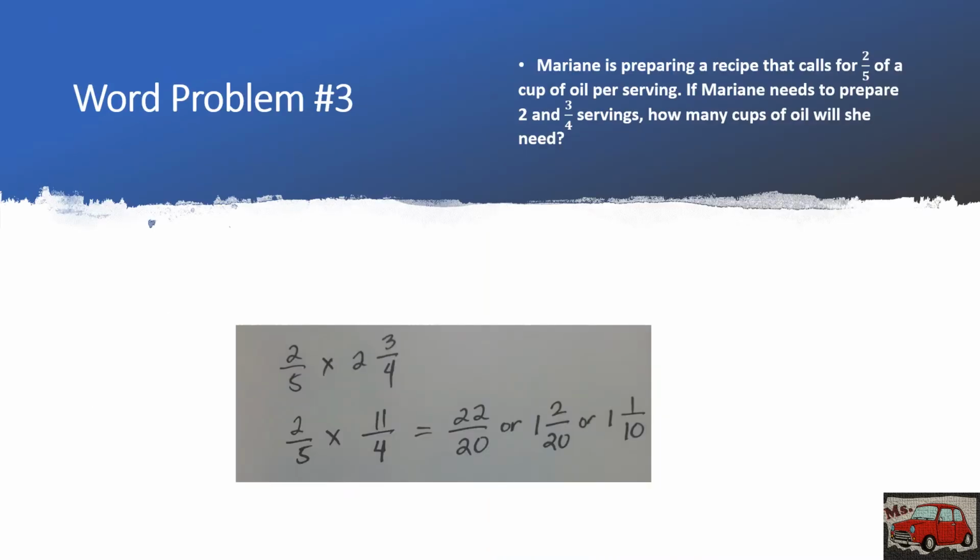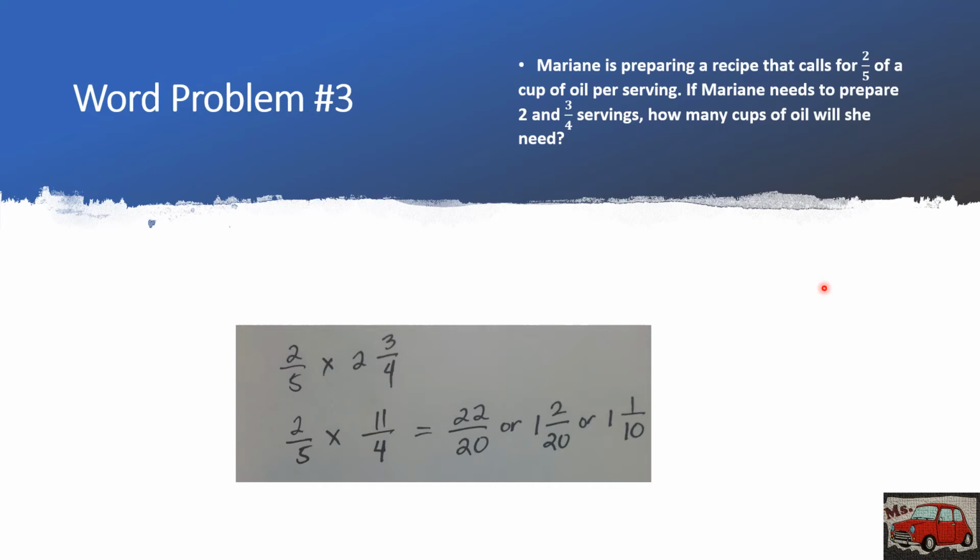Marian is preparing a recipe that calls for 2/5 of a cup of oil per serving. If Marian needs to prepare 2 and 3/4 servings, how many cups of oil will she need? Okay, so ang hanapin natin is yung total cups of oil na kailangan ni Marian para makapag-prepare siya ng 2 and 3/4 servings. Kung kada serving daw, kailangan ng 2/5 of a cup of oil.